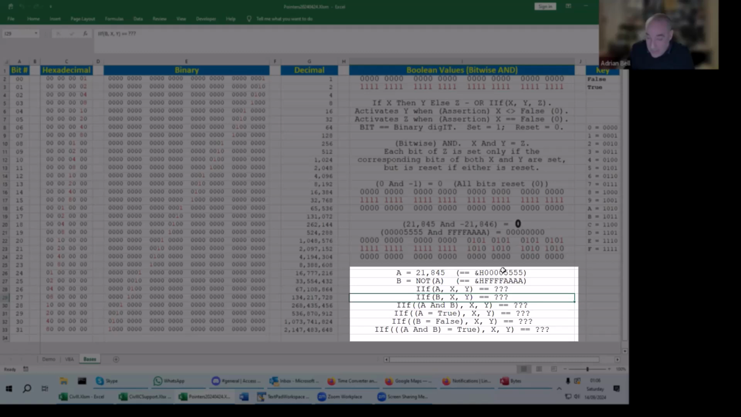Okay, so on to the next one. And let's see if we can have another answer. If B, and B is not A, and A is the value FFFF AAAA in hexadecimal, if B, comma, X, comma, Y, what would be the result of that?